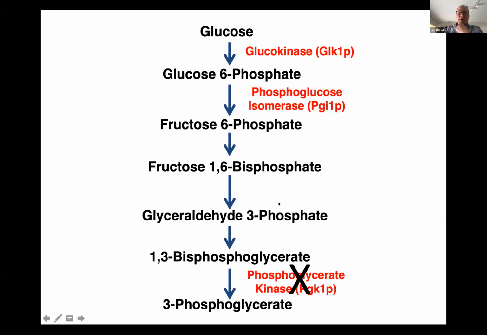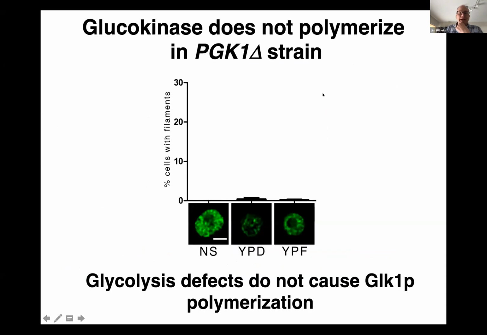So if we mutate phosphoglycerate kinase and block this downstream step, we would expect significantly less glucokinase assembly than if we blocked the PGI1 step. And that's exactly what we see. If you mutate downstream steps in glycolysis, you get less and less assembly. We've done a whole gradient of these mutations. The closer the block is to glucokinase's step, the more assembly we see.